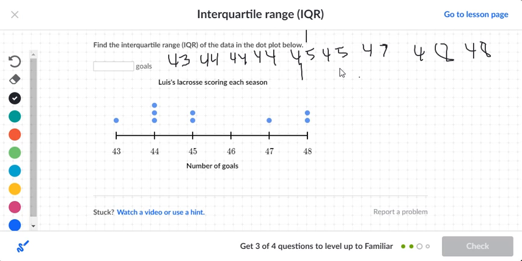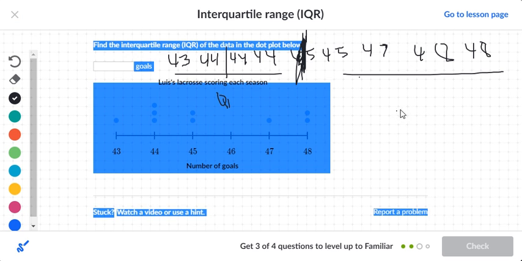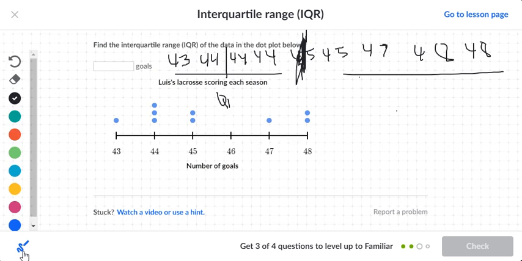quartile 2. So we should have 1, 2, 3, 4 numbers to the right, and we should have 4 numbers to the left. So this is quartile 2. We don't care about this anymore. So now we're just going to find the middle number between these, and this is quartile 1. I'm going to find the middle number here, and this is quartile 3.